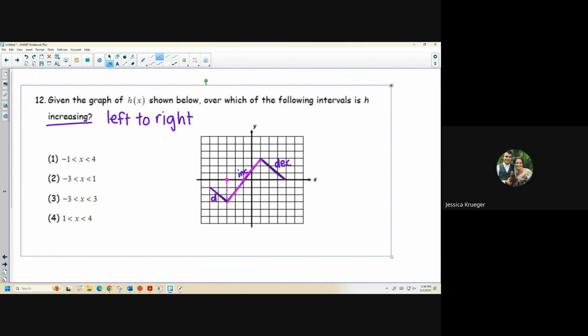So if I want to know where it's increasing, it's this piece I'm looking for. This is where it starts increasing. This is where it stops increasing. It's increasing between these 2 x values. So what are those x values? Well, here's your origin. So this would be -1, -2, -3. So it starts increasing at -3. It stops increasing here at 1. X is in between them. Okay, so that would be choice number 2.